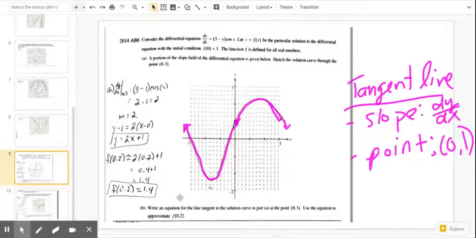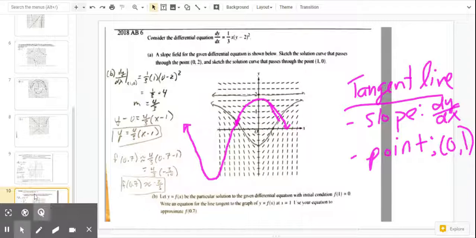And then we want to use the equation to approximate f of 2/10. So we just plug in 0.2, substitute 0.2 into our equation. 2 times 0.2 is 0.4 plus 1 is 1.4, and that is your answer.